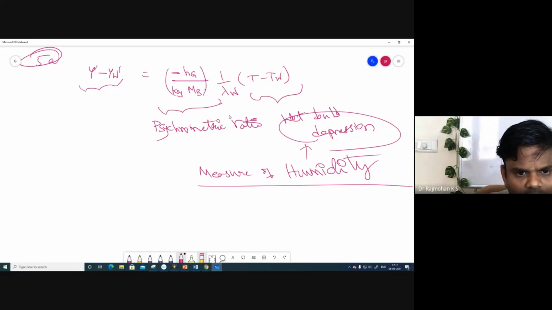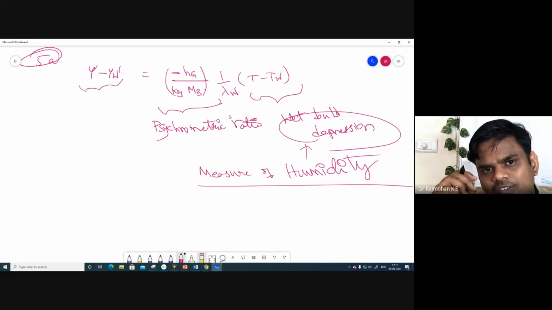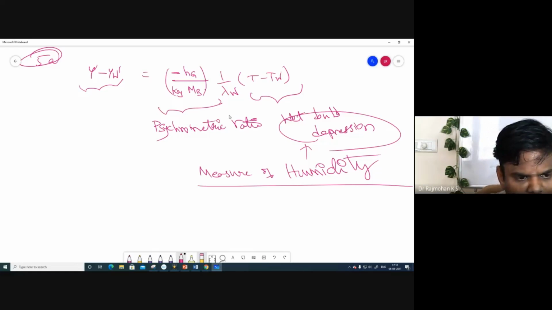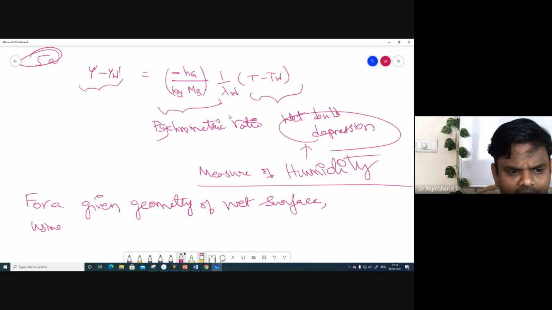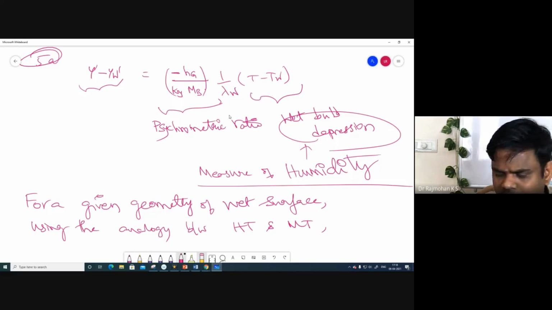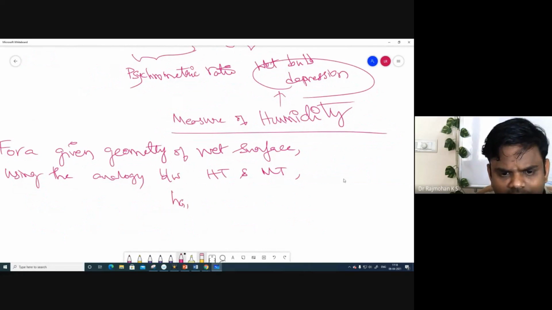Psychrometric ratio. So what does that mean is, for a given wet surface, using the analogy between heat transfer and mass transfer, we can determine the values of h_G and K_Y. That's what we have seen in our module 2, where we discussed analogies between heat transfer and mass transfer, right? So for a given geometry, that means the size of the wet surface, using the analogy between heat transfer and mass transfer, both the heat transfer coefficient and mass transfer coefficient, the h_G values and K_Y values, can be calculated.